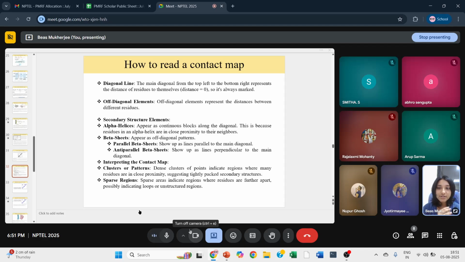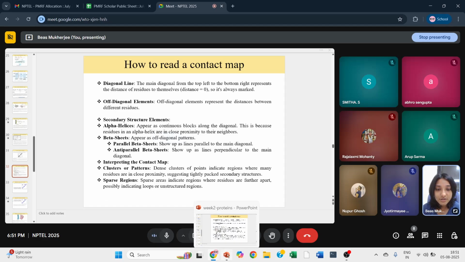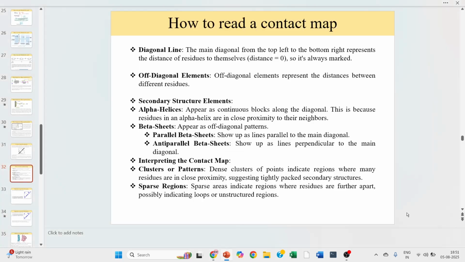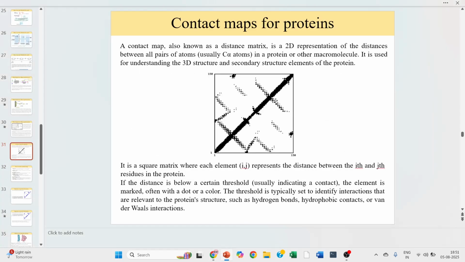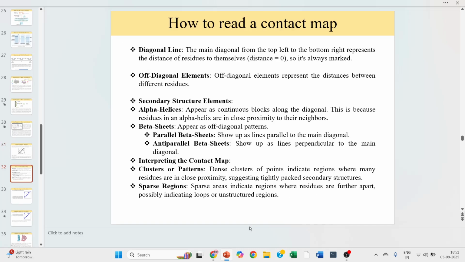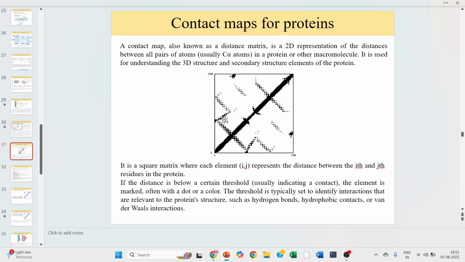Secondary structural elements: alpha helices appear as continuous blocks along the diagonal. This is because residues in an alpha helix are in close proximity with their neighbors. So for example, if we look at this figure once again, see, the alpha helix is there as continuous blocks along the diagonal, right? So this is an alpha helix. It is along the diagonal.